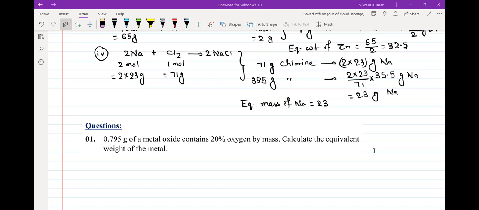Hers, tell me the method. So first I figured out, like they've given 20%, so I figured out how much oxygen was there in the metal oxide. Then I subtracted it from the entire mass to find out the mass of the metal. You calculated 20% of 0.795 and then subtracted, right? Yes, sir. Okay. Then after that, unitary method. Sonia, have you done some round off? Have you done something like that?